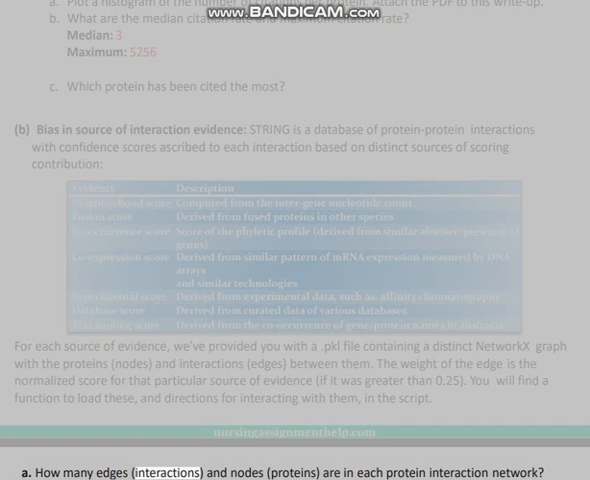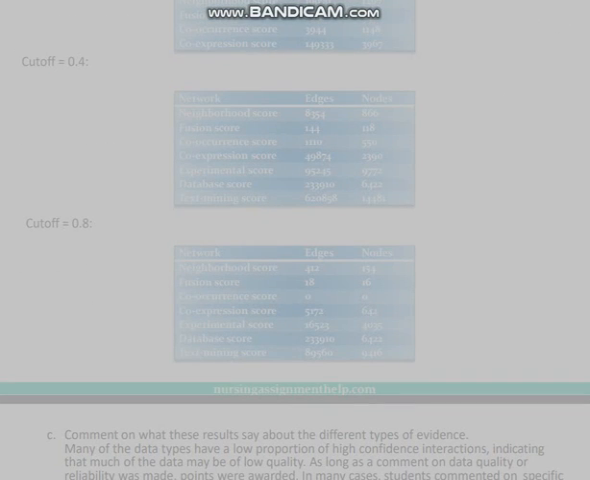How many edges, interactions, and nodes, proteins, are in each protein interaction network? Network, edges, nodes: neighborhood score 19976, 1207; fusion score 296, 240; co-occurrence score 3944, 1148; co-expression score 149333, 3967. Cutoff equals 0.4.